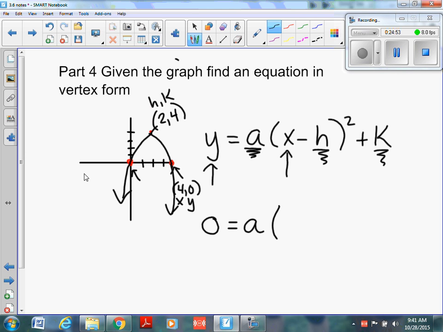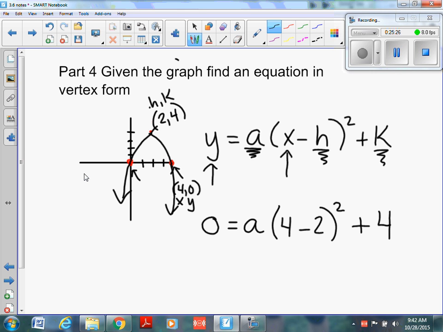Okay, kind of go slow here. The x that we use cannot be this, because that's standing for the h. We need to use the 4 for the x, minus the h, which stands for 2, the vertex, squared, plus the k, which is 4. If I were you, I'd label it h, k, x, y so you don't get those mixed up. This specifically has to be the h and k.